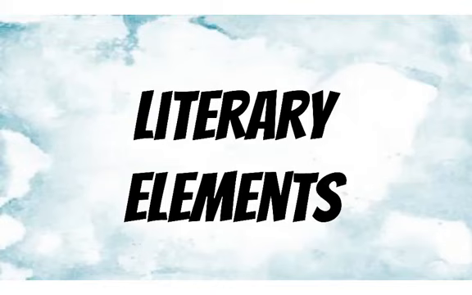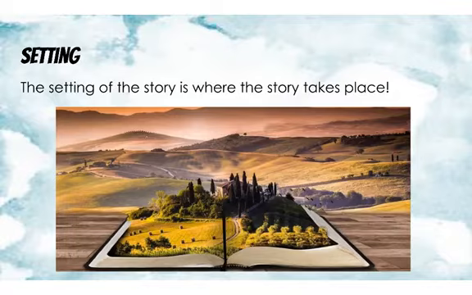Okay, so let's talk about literary elements. We mentioned this a little bit when we read A Bad Case of Stripes, but we need to talk about the 4 main literary elements that we're going to talk about all year. So the first literary element that we're going to talk about this year is setting.